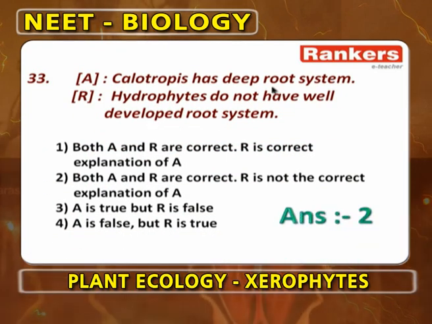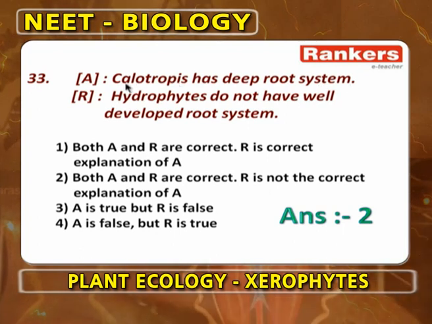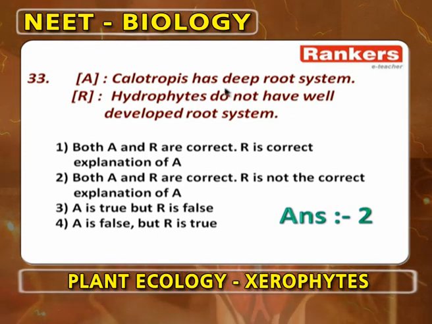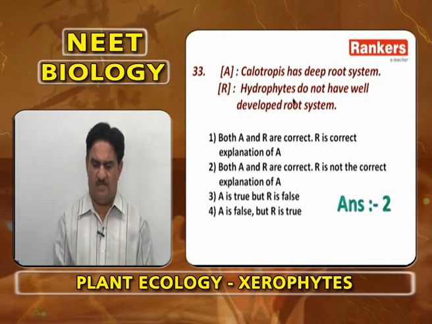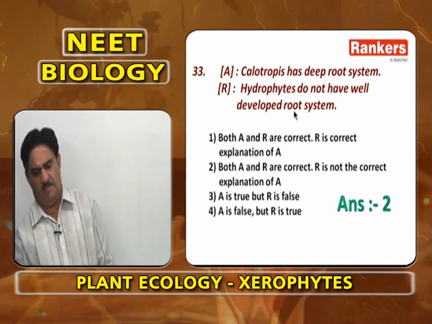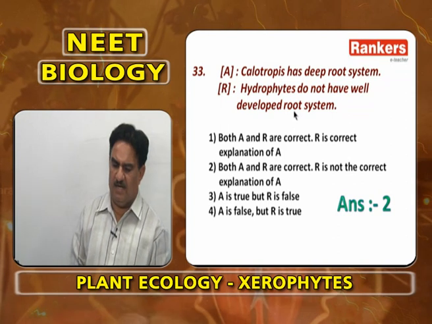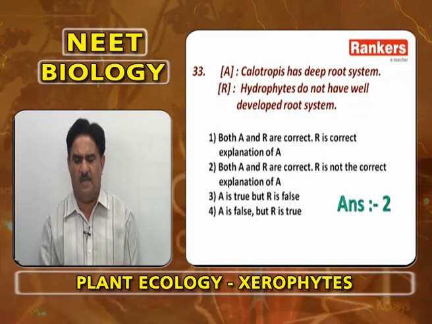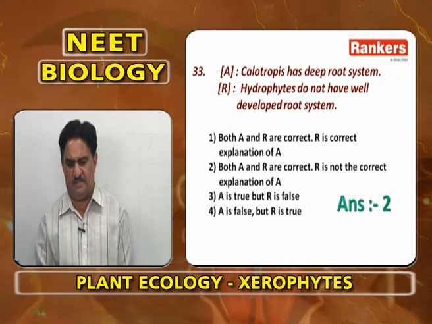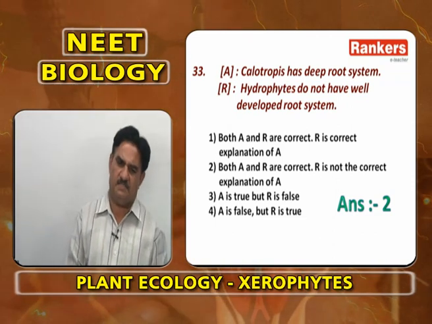Calotropis has deep root system. This is another assertion reasoning. Calotropis has deep root system is correct because it is a true xerophyte. It has to absorb water from deep layers of the soil. So, it has deep root system. Hydrophytes do not have well developed root system, and because hydrophytes do not have well developed root system, Calotropis is not having deep root system. Calotropis is a xerophyte; hydrophytes are different.